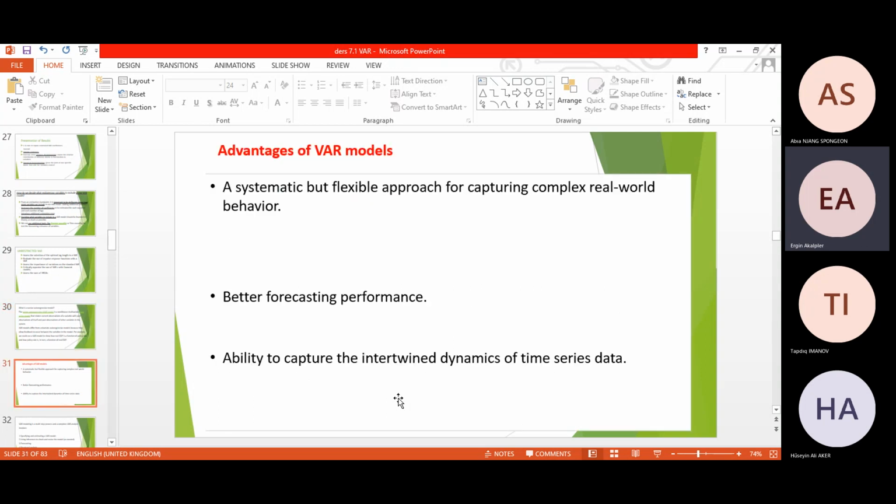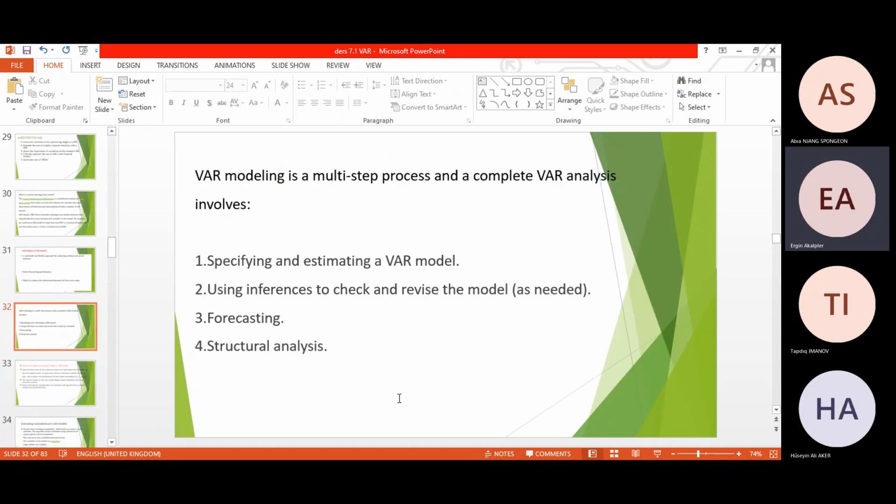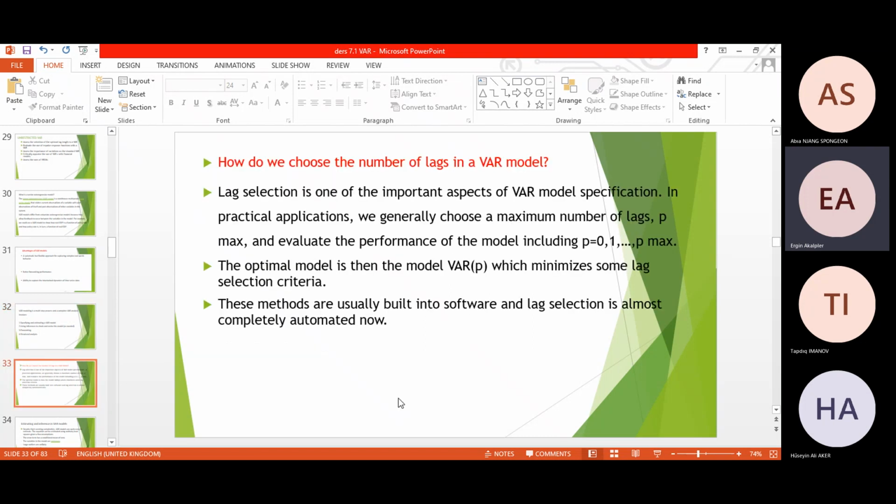The advantages of the VAR model: a systematic but flexible approach for capturing complex real-world behavior, better forecasting performance is possible, and the ability to capture the intertwined dynamics of time series data. A VAR analysis is a multi-step process and involves specifying and estimating the VAR model, using inference to check and revise the model, and forecasting and structural analysis, as I mentioned to you in the former slides. How do we choose the number of lags in a VAR model?